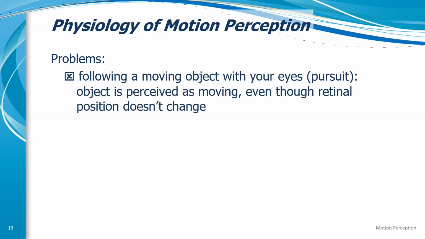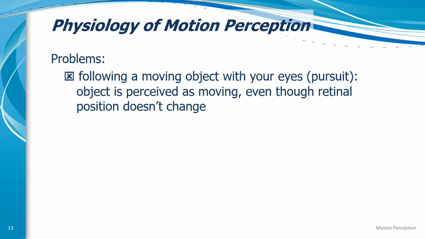The first one is if you are pursuing an object. It is called pursuit. Let's say you're at a racetrack and you're watching a car go around the racetrack and you're focusing on that one car. It's falling on your fovea, and you are moving your eye to follow that car around the racetrack. Now the car is definitely moving at over 100 kilometers an hour, but it's not moving across your retina. In this case, it would not activate the Reichardt motion detector because the position of that car doesn't change across your eye. But yet we still know the car is moving.